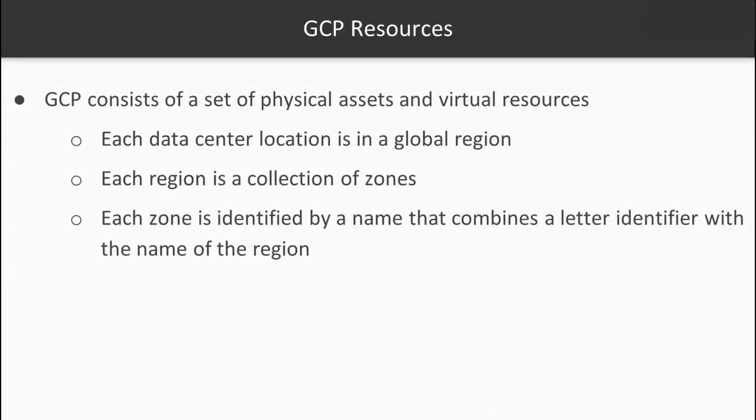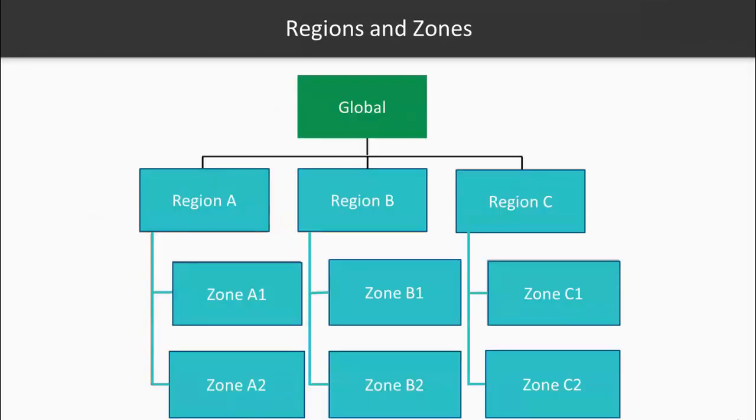GCP consists of a set of physical assets and virtual resources. Each data center location is in a global region. Each region is a collection of zones. Each zone is identified by a name that combines a letter identifier with the name of the region. If you want to understand how regions and zones work, it's going to be a lot easier if you look at the graph below.